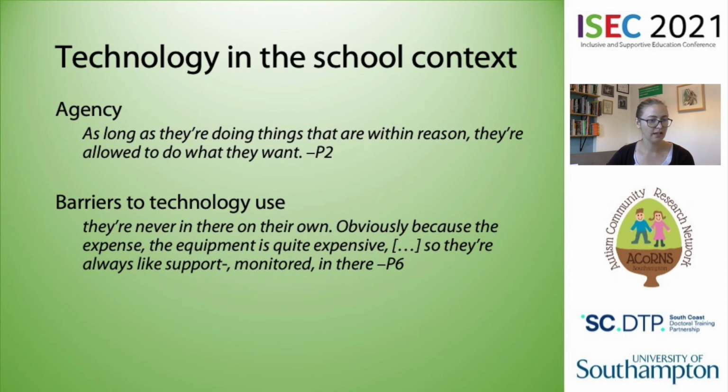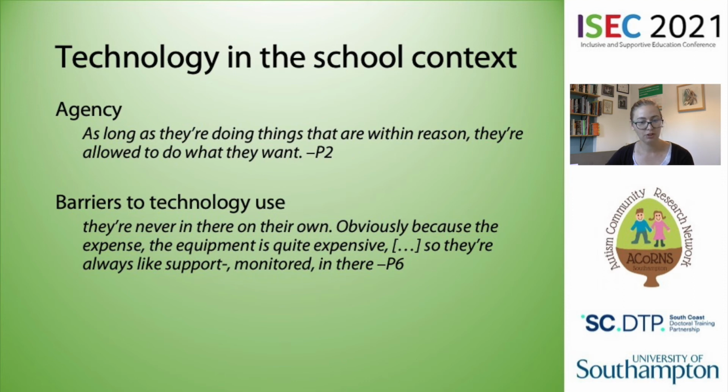"As long as they're doing things that are within reason, they're allowed to do what they want." As this quote demonstrates, notions of appropriateness seem largely determined by adults. Overall, older children appear to be slightly less restricted in their access to technology, but their interactions are still closely supervised. This restriction is first and foremost justified by the duty of care which each school has for its pupils, and ensuring pupils meet the educational objectives and goals set for them.